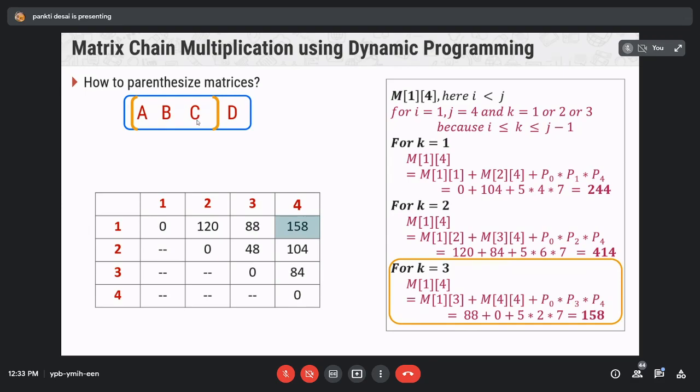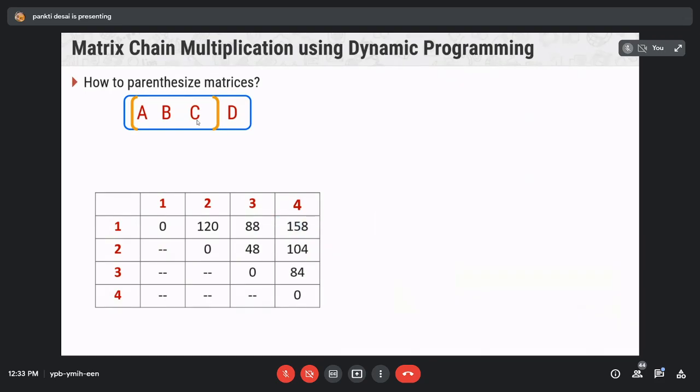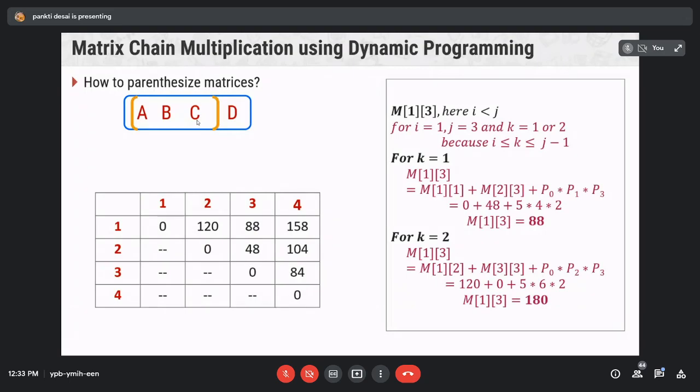And the fourth will be separated, right? So this is the first parenthesis. Now for the second group, to get the minimum cost for M13, you use the value of k equal to 1. So it means the first matrix is separated and the second and third are parenthesized together. So this is your final parenthesization for multiplying these four matrices A, B, C, D.